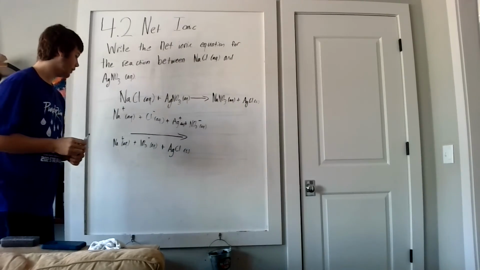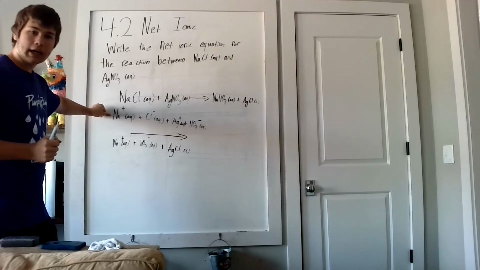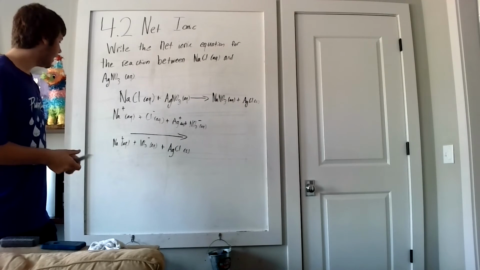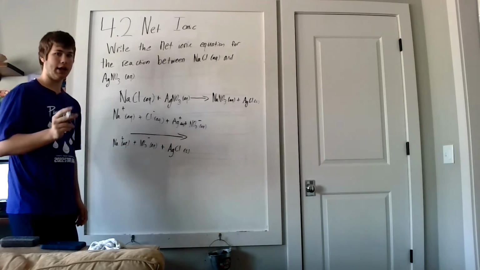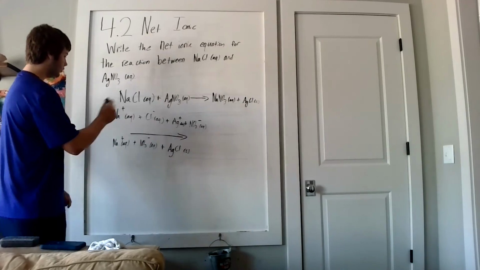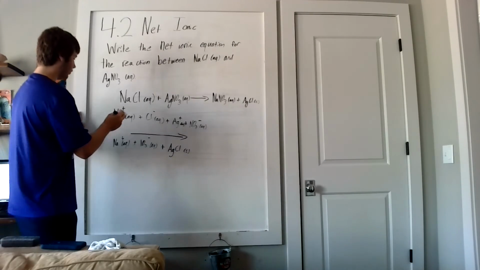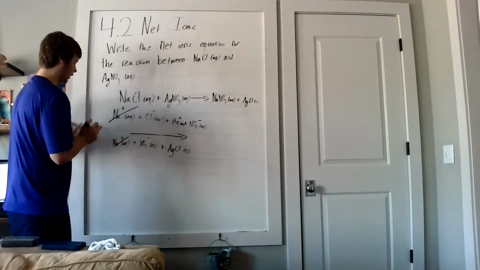So what ends up happening is that, as you can see, we have things that are on one side and are on the other side. So nothing happens with them. They're just kind of sitting there. And that's why we call them spectator ions. So if you see ions that are on both sides, you can cancel them out. So Na plus cancels Na plus.